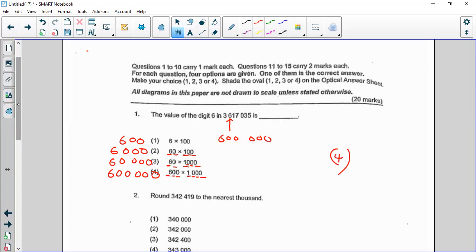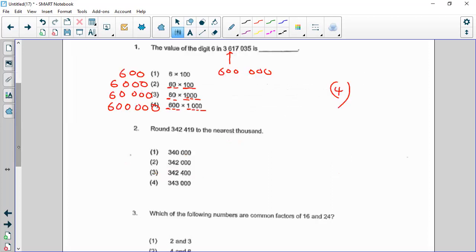very big. Okay, now question number 2, round off to the nearest 1,000. So how do you round this number to the nearest 1,000? Thousands have 3 zeros. So you need to draw a line to show 3 digits. Look at the digit nearest the line. Is it 5 or bigger? It is not. So you don't add 1 on the next digit. So it's still 342,000. Okay, so your answer will be number 2.